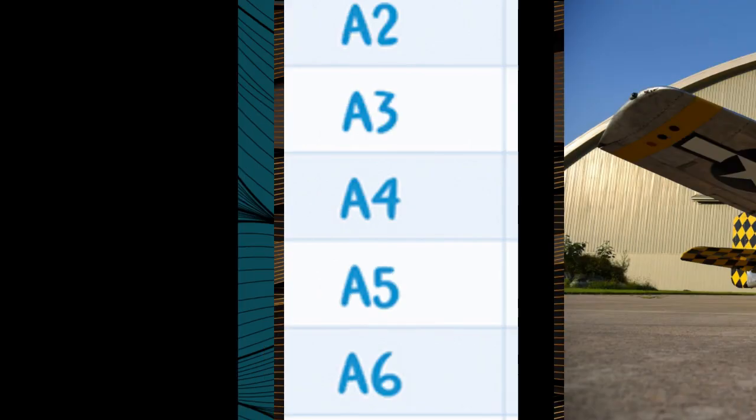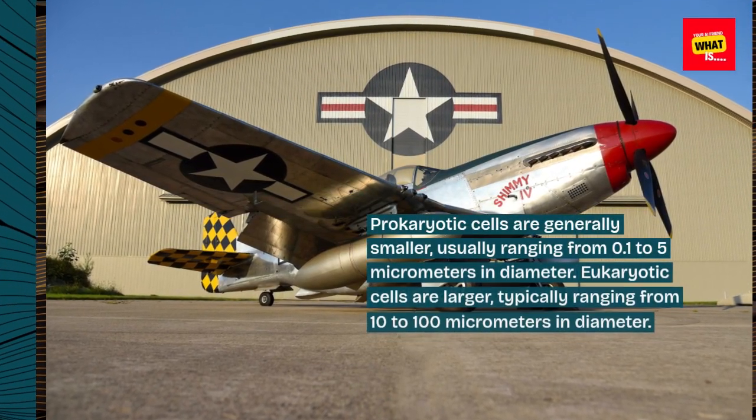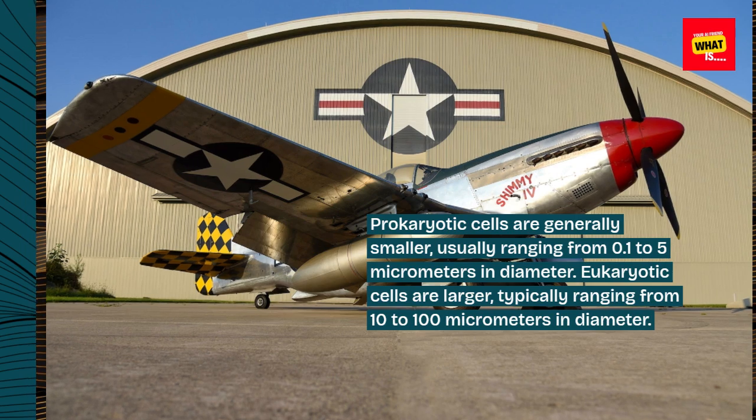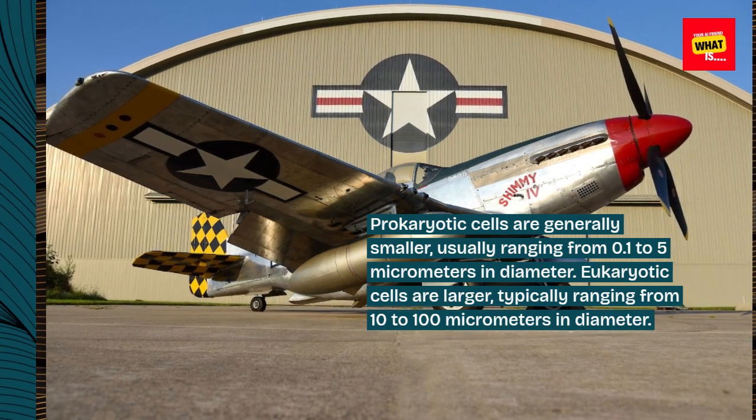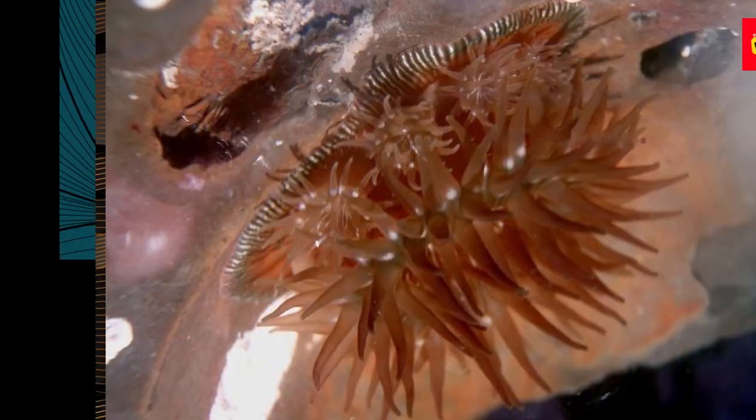4. Size. Prokaryotic cells are generally smaller, usually ranging from 0.1 to 5 micrometers in diameter. Eukaryotic cells are larger, typically ranging from 10 to 100 micrometers in diameter.